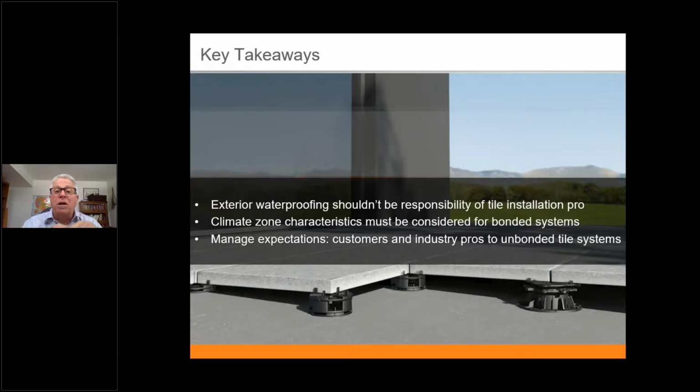What climate is it going to go in? Maybe there are some climates where we really shouldn't be looking at bonded systems altogether. And then, yeah, let's put the waterproofing into the right party that does that. So those are really what I wanted to cover today. That's really where the tile industry is having discussions currently.